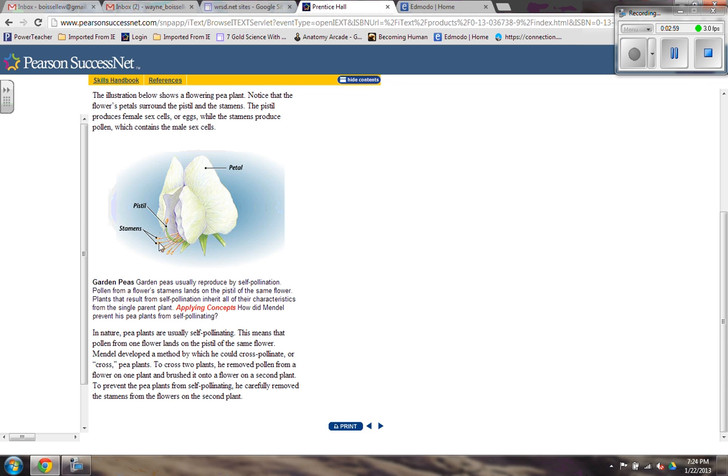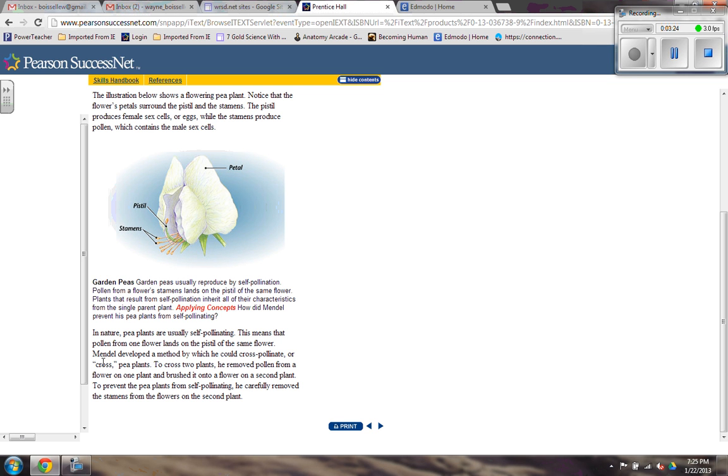So in other words, it doesn't show in this picture very well, but if the pistil were lower, the stamens would drop pollen and it would fall right on the top of this pistil. Or it might fall on flowers that are below on the same plant. That's also self-pollination. Mendel developed a method by which he could cross-pollinate, or cross, pea plants.